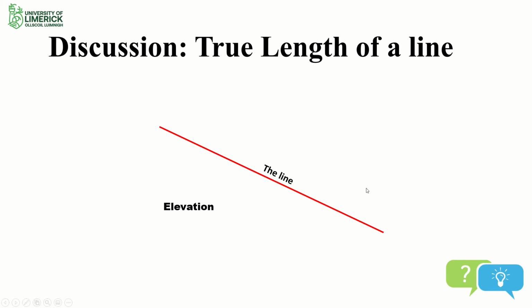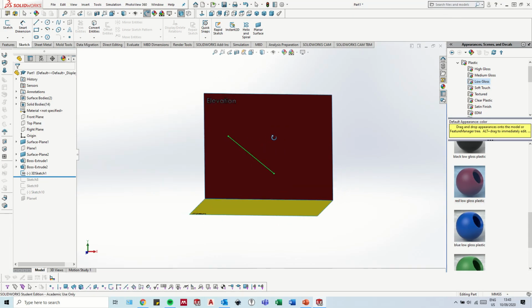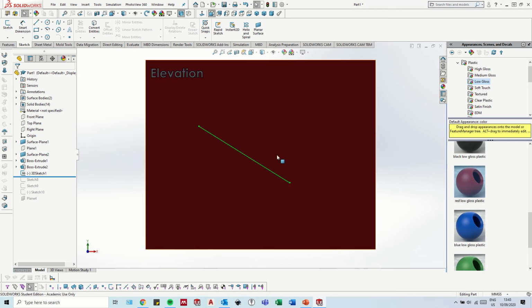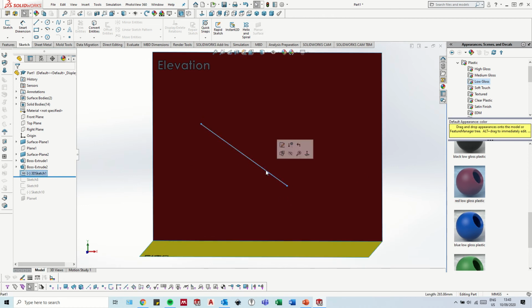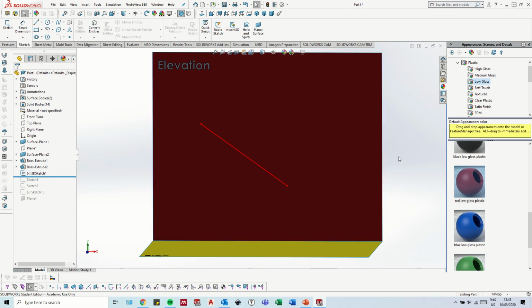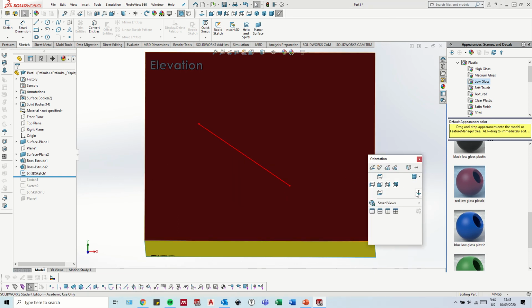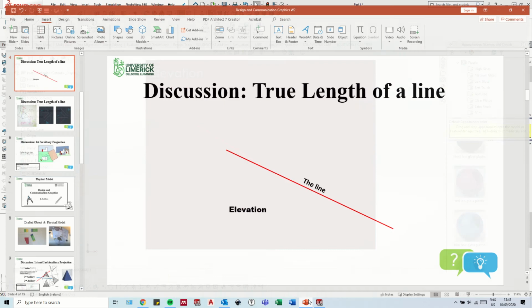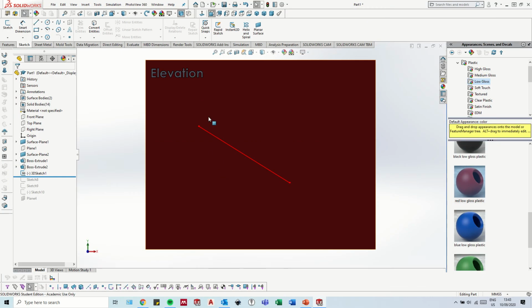So if we go to the SolidWorks model I have here and look in on the elevation, this green line is basically representing that red line from before. I'm going to change the color of it. Change to red. There we go. Okay, again we're going to look in the elevation. As you can see here, this is representing the same line as we were looking at before. Same thing applies. Is this our true length?